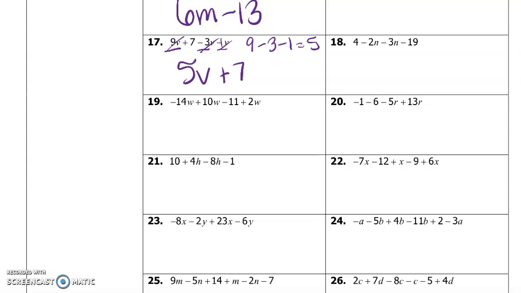Number 19, we have negative 14w plus 10w plus 2w. That would give us negative 2w. Those are gone, and this is minus 11.